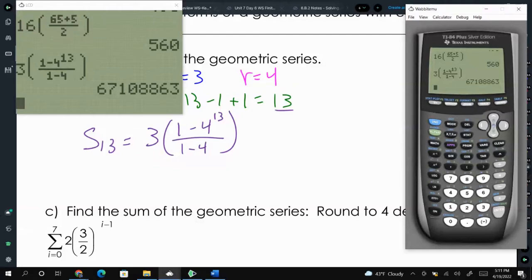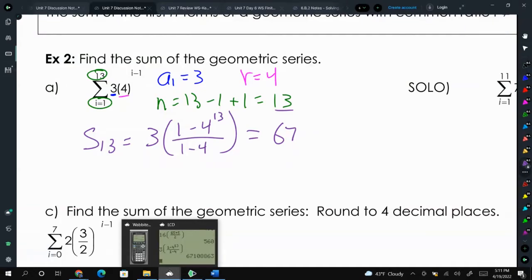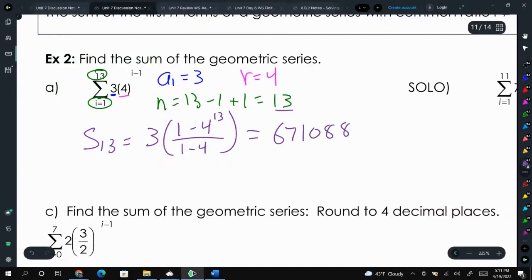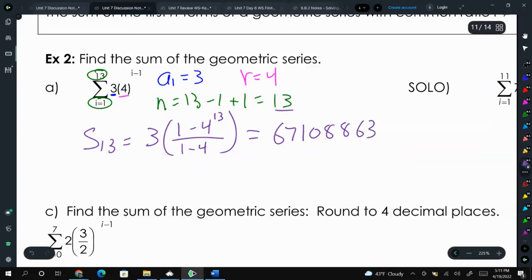And you want to remember that geometric sequences kind of mirror exponential functions, and those exponential functions were functions that grew large very quickly. So it should make sense that this is a large value. So that would be your sum.